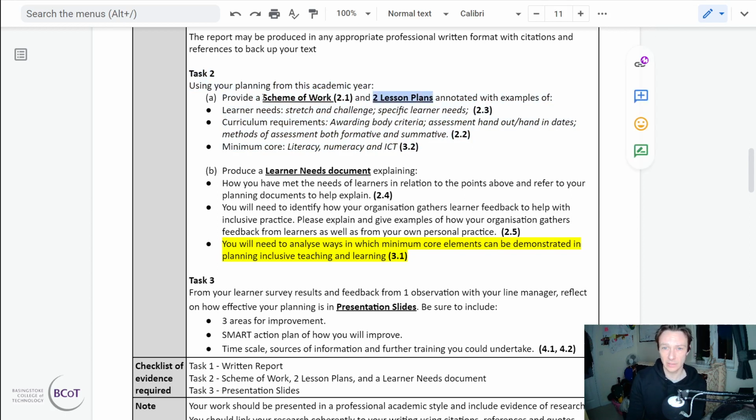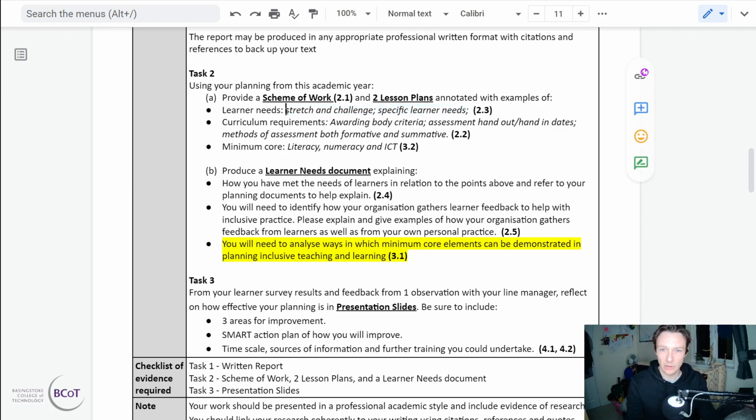Within this scheme of work and the 2 lesson plans, I expect to see you covering learner needs. For example, stretch and challenge, extension tasks, adaptive approaches for people to help them expand and go deeper in learning, and meeting specific learner needs.